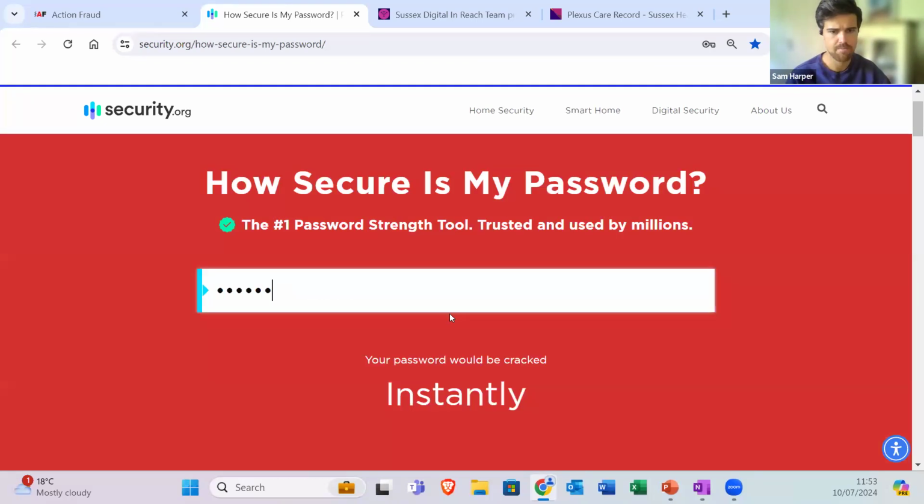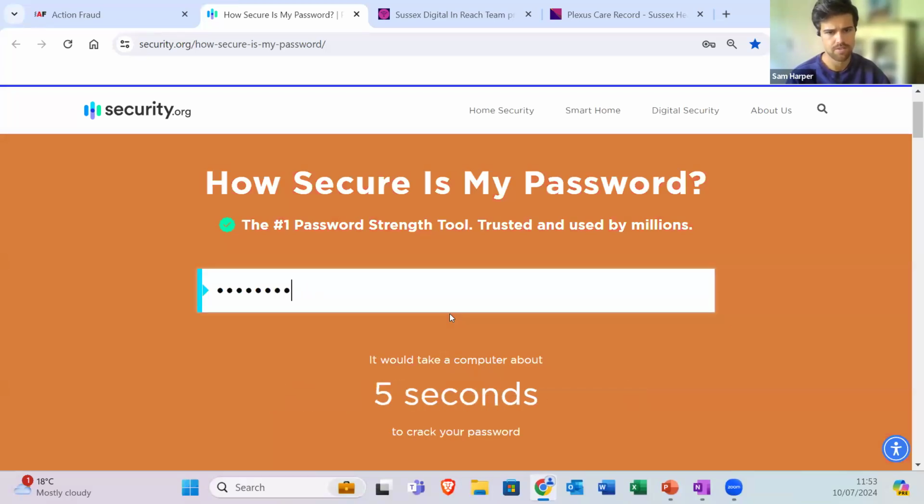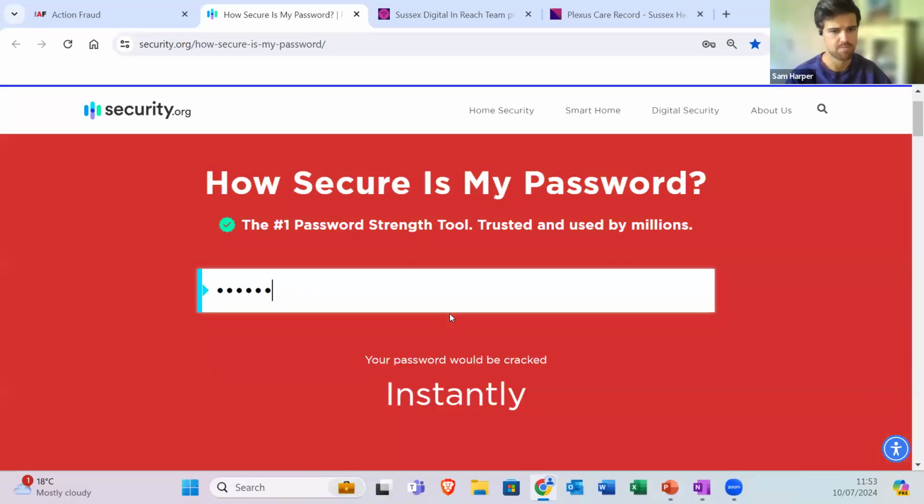Let's do my name. Sorry, I just did my name there. So that's my name. Can be cracked instantly. And again, it's even faster if they've sourced information on you and they're putting these keywords into a system. And that's why it's so important.